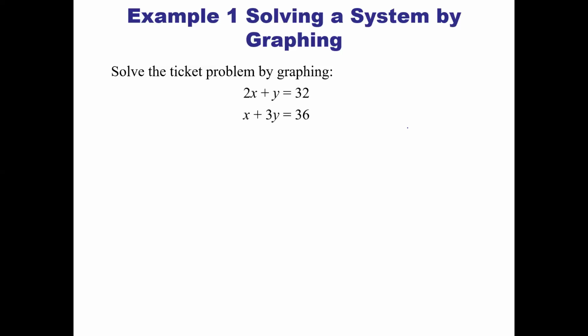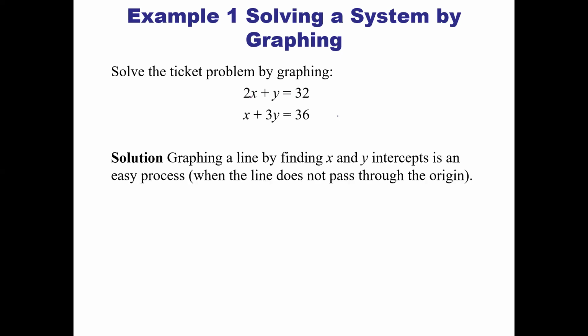So we're going to solve that equation system about the tickets here, and we're going to do it with graphing. So here we have 2x plus y equals 32 and x plus 3y equals 36. Graphing a line by finding x and y intercepts is the easy process. When it doesn't pass through the origin, then we won't have that.